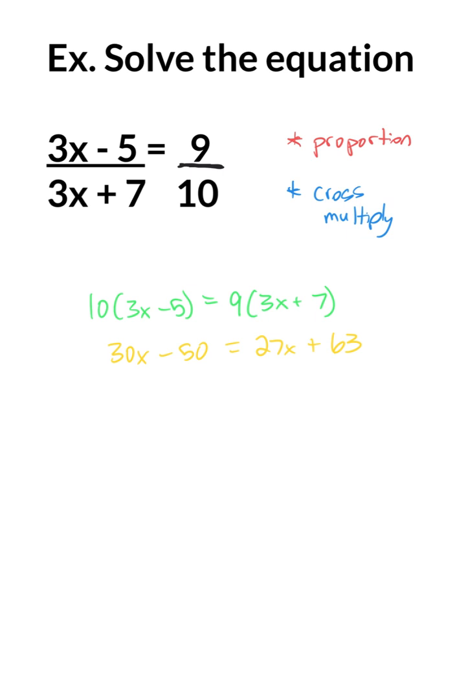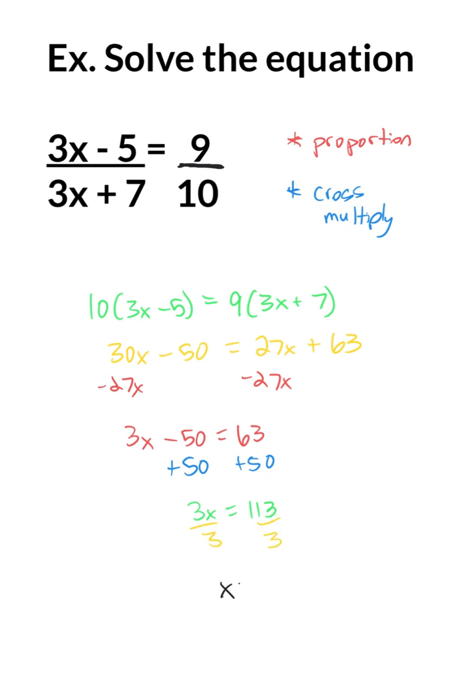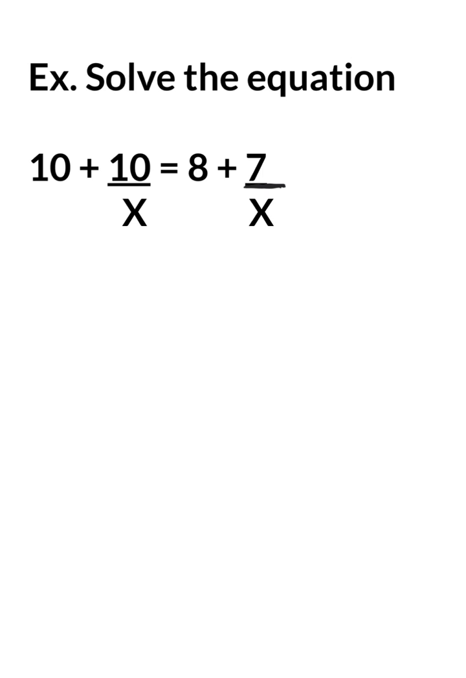So now I start combining what I can. I'm going to move the 27x over here. So then I get 3x minus 50 is equal to 63. Add 50. And you get 3x is equal to 113. Divide by 3. And x is equal to 113 divided by 3. So leave it in that type of fraction. Okay, so this solved the equation.